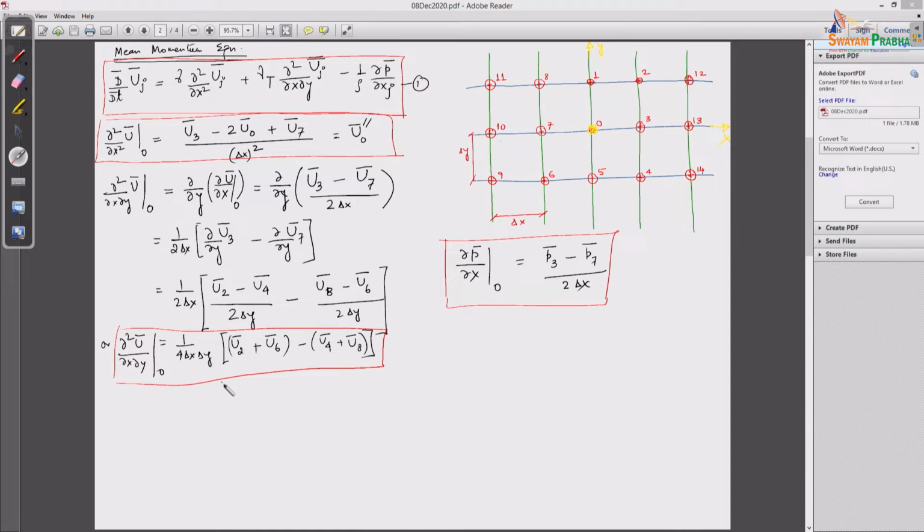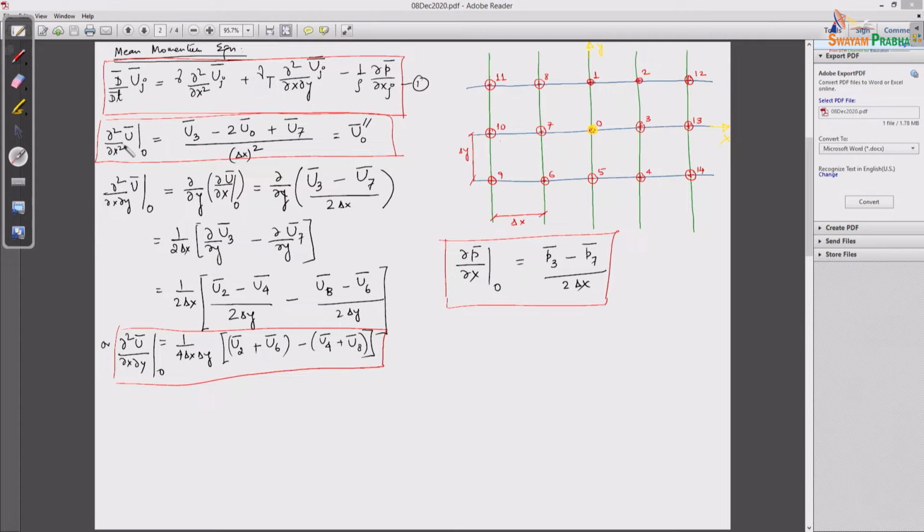For example, if you had to write the gradient of the pressure in the x direction at location 0, it essentially means you take the mean pressure value at location 3, subtract the mean pressure P7 from P3, and divide that by 2 times the grid size, which is 2 delta x. This is a central difference formula for the first order differential, in this case for pressure in the x direction.